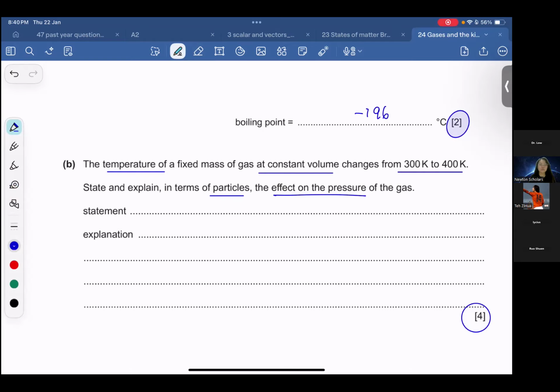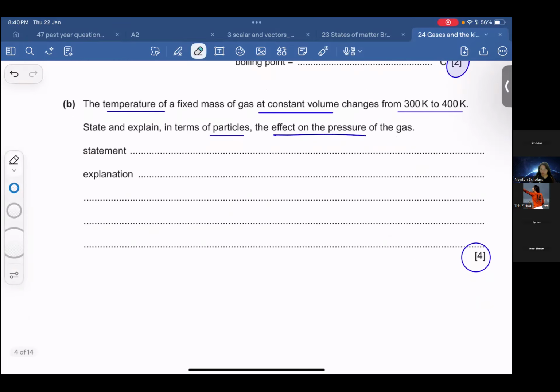Try, my dear, try. Temperature increase, in terms of particles. So explain what is the effect on the pressure? You try, dear, try. So that I can understand whether you understand what we learned today or not. Any of you? Do not just keep quiet and wait for my answer, dear.